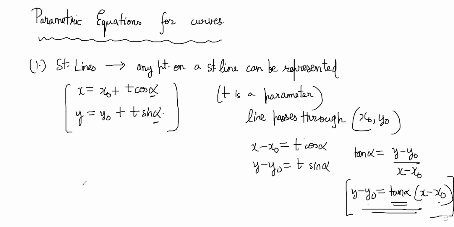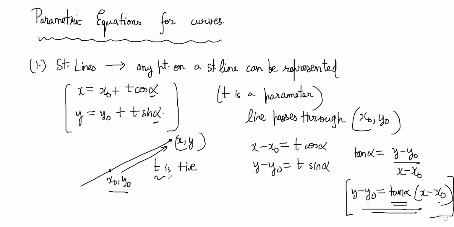Any point on that straight line, suppose this is x naught comma y naught. If you go this side, let's say t is positive and this point is x comma y. And if you go on this side, you can say t is negative, and you get another point here. Different values of t will give you different point coordinates. But the key thing to notice here is that x naught, y naught is a known value. So the only variable is t, because alpha is also known, because the slope of the straight line is fixed. So this is the parameterization for straight lines.